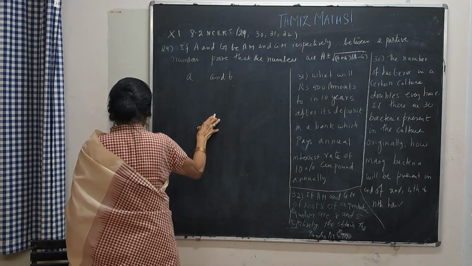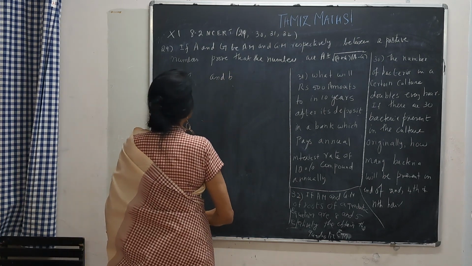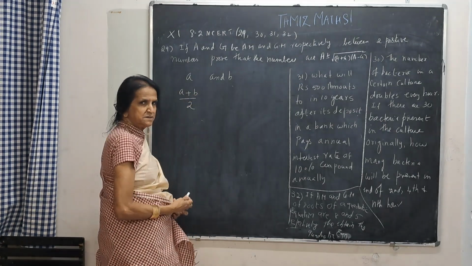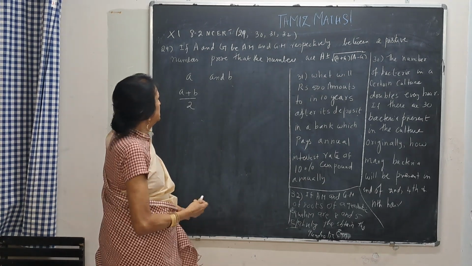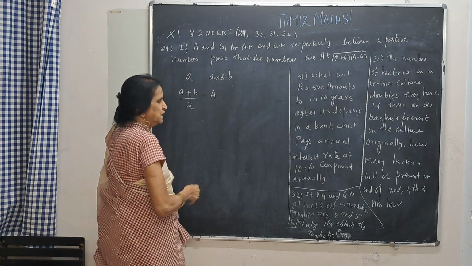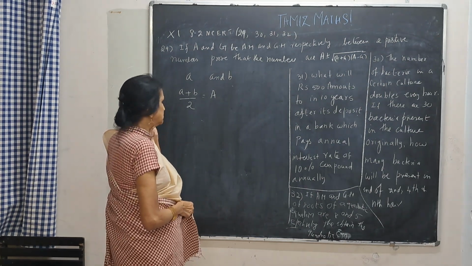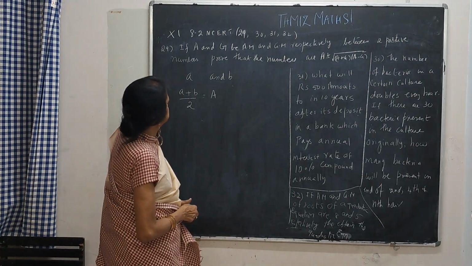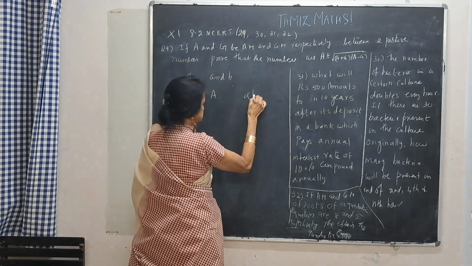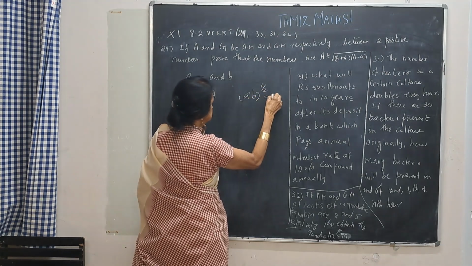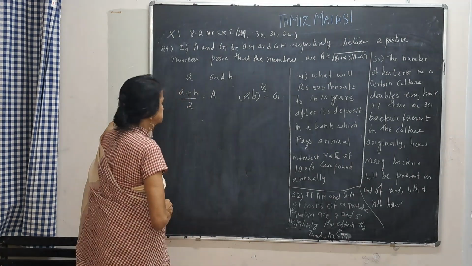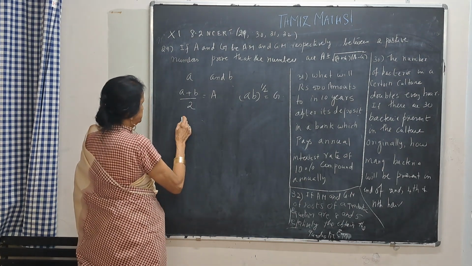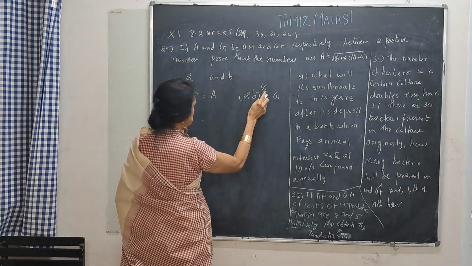Then let the numbers be a and b. Arithmetic mean is A. (a plus b) by 2 is A, capital A. And if you feel a and b are getting confusing, you can use x and y. And the geometric mean is G. Now I have to solve for a and b in terms of capital A and G. a plus b by 2 is A and (ab) to the power half is G.